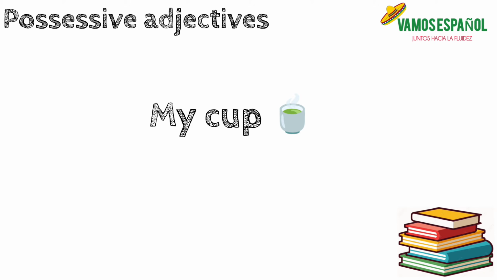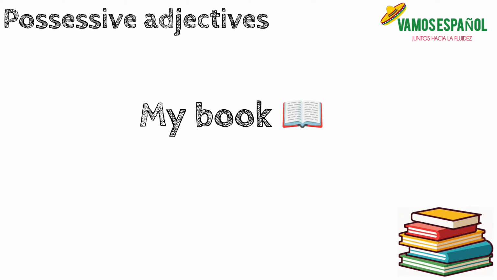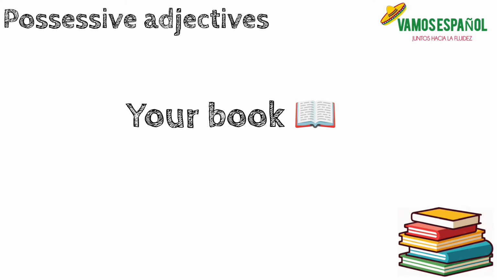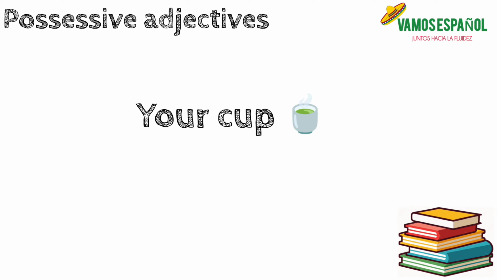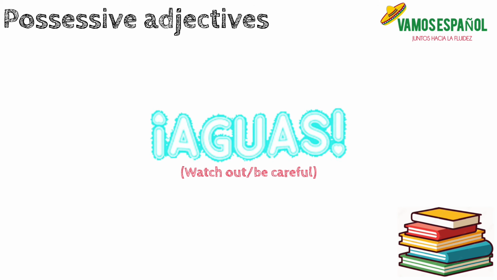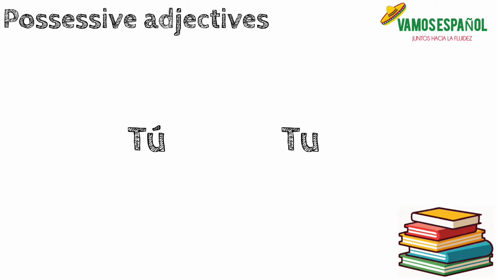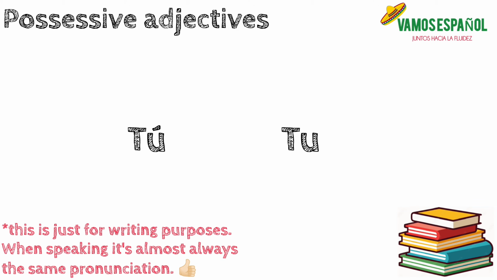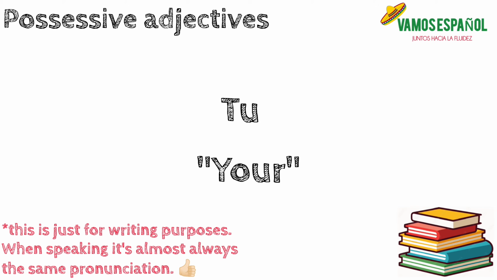So if you want to say my cup, you would say mi taza. And my book, you would say mi libro. How about your book? Tu libro. Muy bien. And your cup? Tu taza. Bien hecho. But we need to be careful here because we have tú and tu in Spanish. But what are the differences? Now, tú with the accent mark is you, and tu without the accent mark is your.